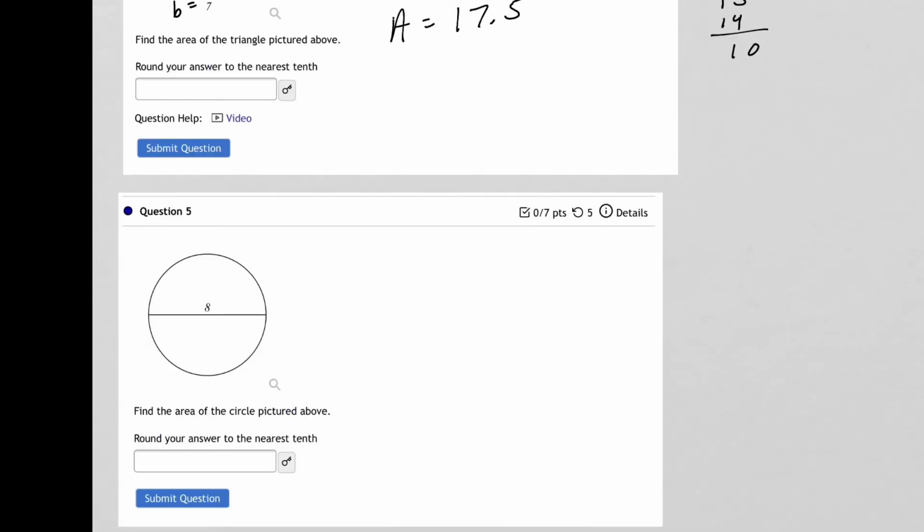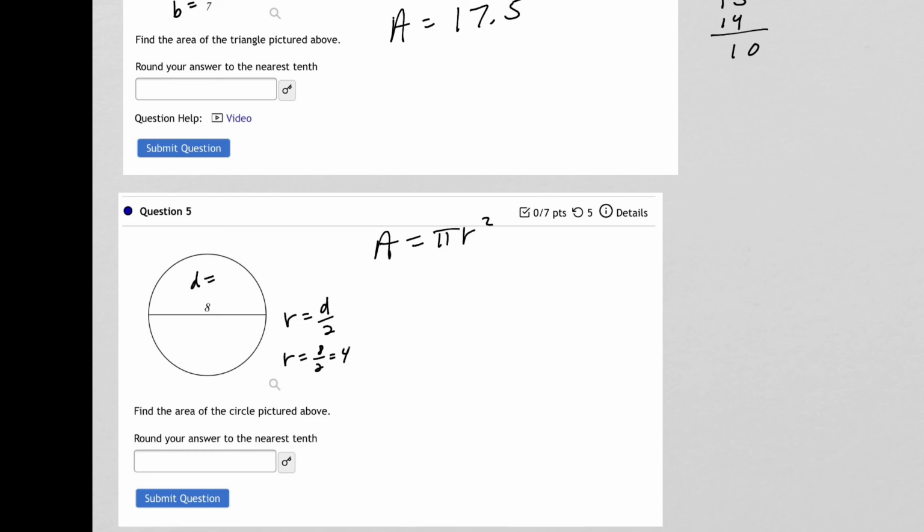Okay, in this question, I'm given a circle, and I want to find the area of the circle. Well, remember the formula for the area of a circle is pi r squared. Well, in this case, we're given the diameter. The diameter is 8. So the first thing we need to do is find the radius. If the diameter is 8, the radius must be the diameter divided by 2. So that's 8 divided by 2, which is 4. So the radius is 4 units.